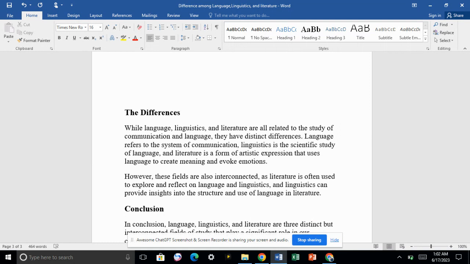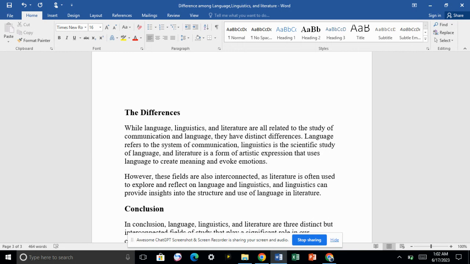I already talked about that earlier: drama, fiction, non-fiction, poetry, and things like these are all artistic expressions. However, these fields are also interconnected, as literature is often used to explore and reflect on language and linguistics. It is used to show how people talk. Linguistics is mainly related to that, and language is also related.